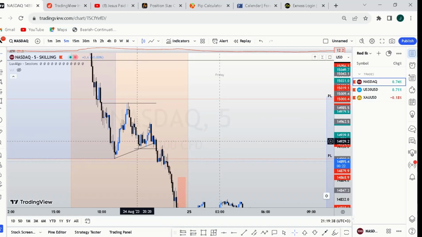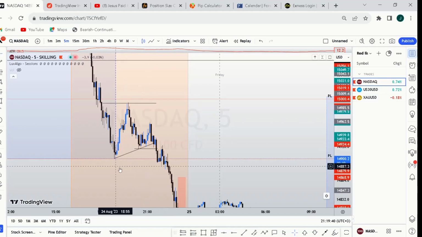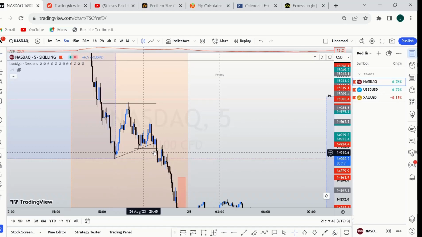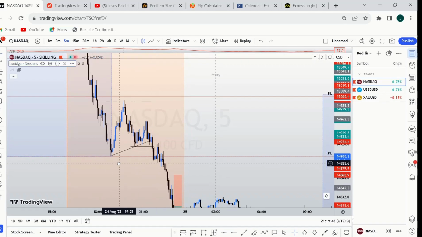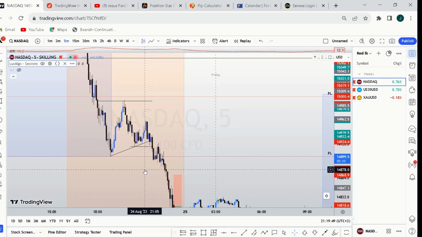So it gave me this push above. This was like, okay, it's going to continue down. I just put this trend line, you can see, and I was waiting for the market to break this trend line down and break this support. Then I've got to look for more entry.